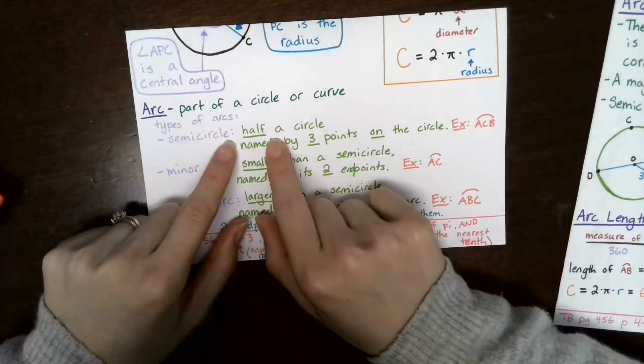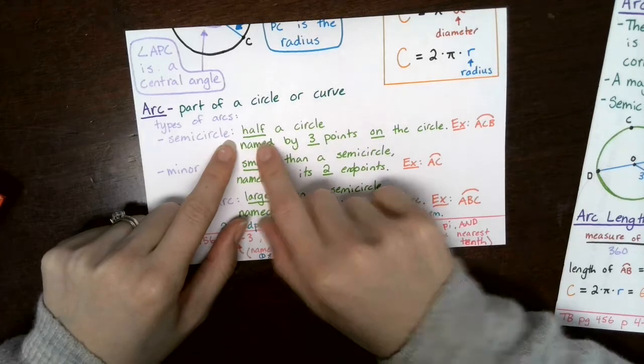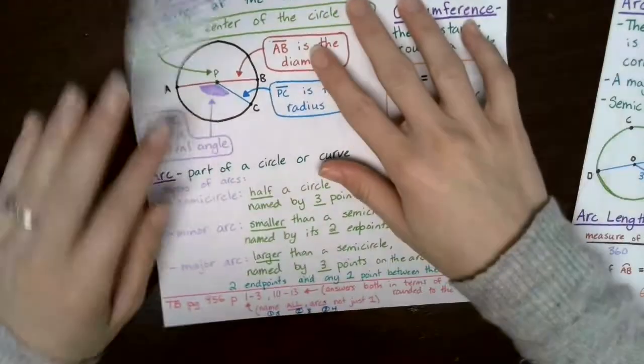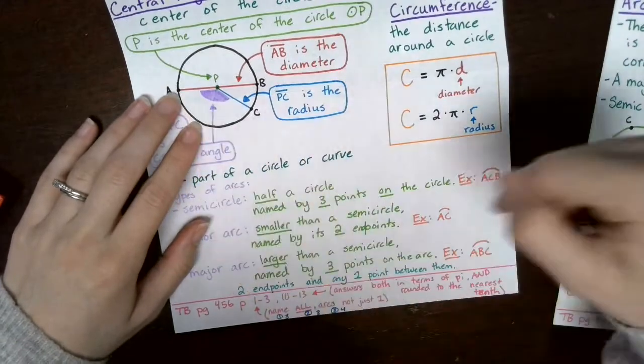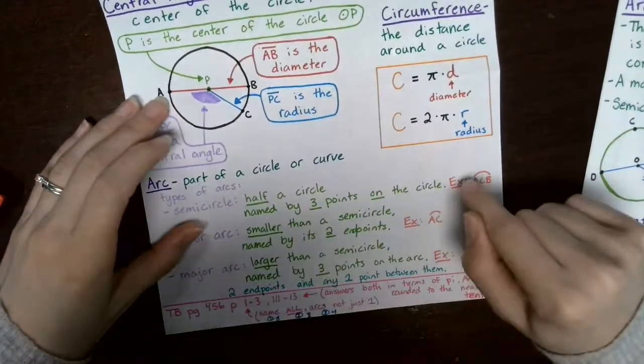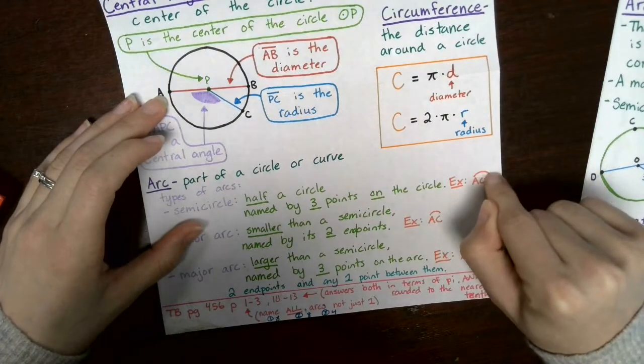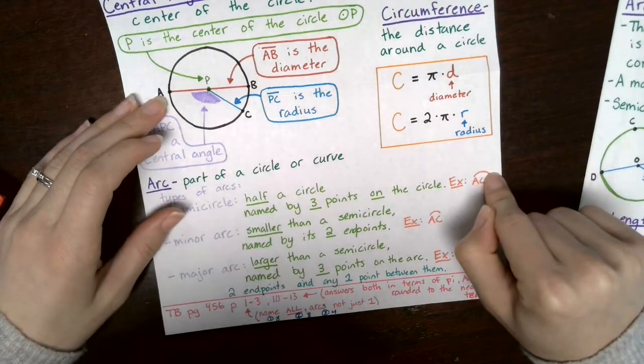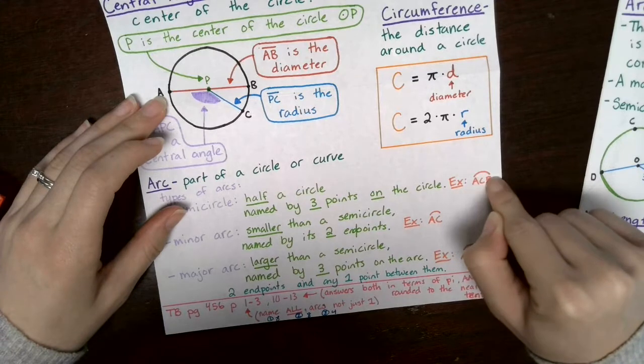So a semicircle is half a circle. We have to name it by 3 points. So on this circle I have right here, a semicircle, I have to name it by 3 points. 2 points I want to do, so I can't just say A, B. And whenever I'm naming an arc, I have to use the little arc symbol, and I have to go around the outside of the circle.